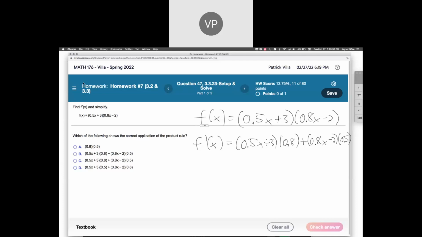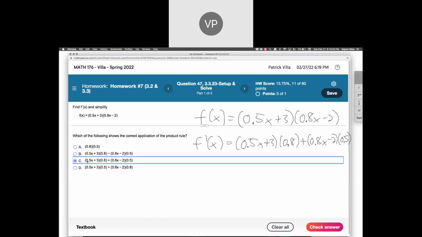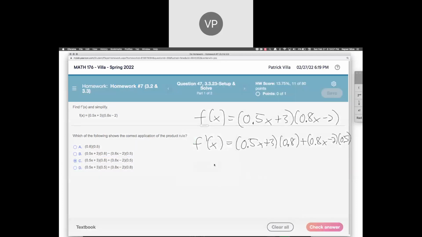So let's look and see what we have here. We're looking for the one that matches. Definitely not the first one. It's not the first derivative and the second derivative, and that's it. It's not that one. Here, we have all the same ones. There's some minor differences. We have a 0.5x plus 3 times 0.8. It's one of these middle two. This one is by 0.5, so not that one. And this is a minus, this is a plus. This looks like it matches everything we have. Check it, and we're good on that one.